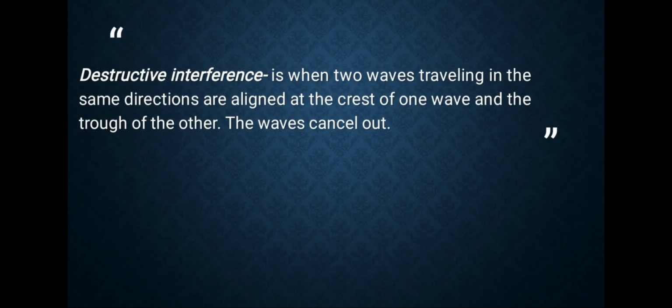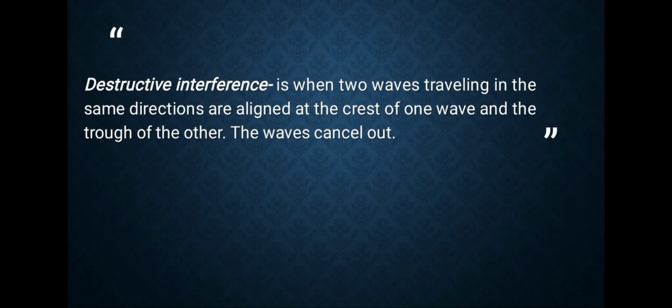Second type of interference: destructive interference. This is when two waves traveling in the same direction are aligned at the crest of one wave and the trough of the other. The waves cancel out. This occurs when two waves line up so that the crest of one wave meets the trough of the other. When this happens, the waves cancel each other out, making the effect weaker or even silent.